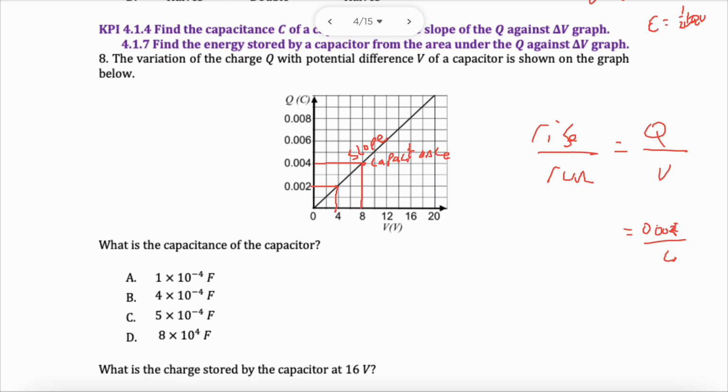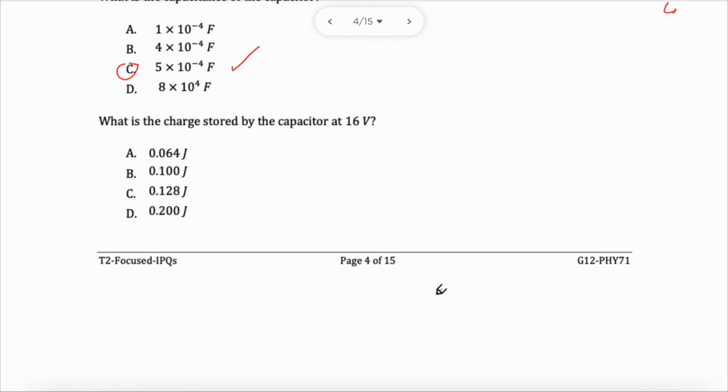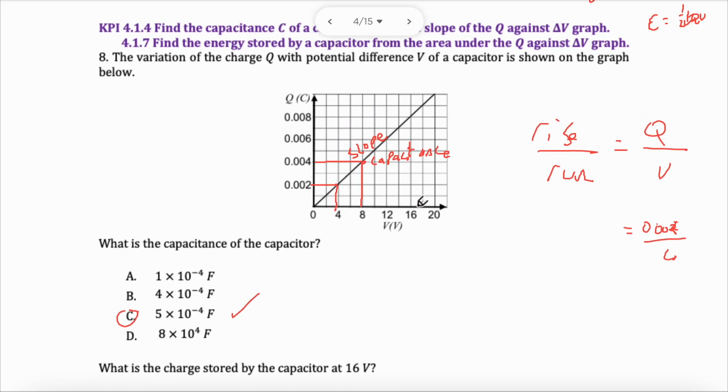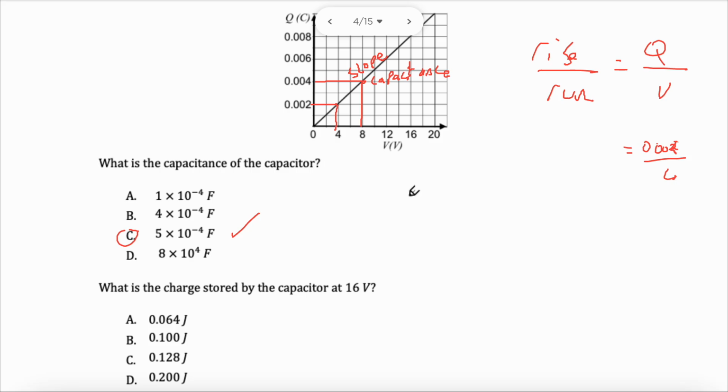By putting this into your calculator, hopefully you will get the answer of, what is this? 5 times 10 to the minus 4. Let me just double check that with another point. Yes, very good. I like it. Okay, charge stored by the capacitor at 16 volts. Charge stored at the capacitor at 16 volts.